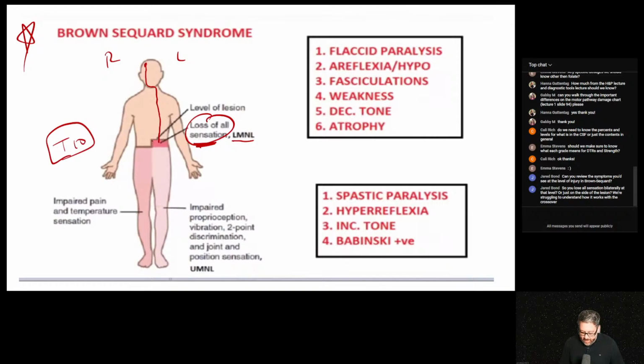But the loss of sensation is just on the side of the lesion. That's it. The other side's okay. So we lose everything in a lower. So the upper motor neuron in red, it comes all the way down.